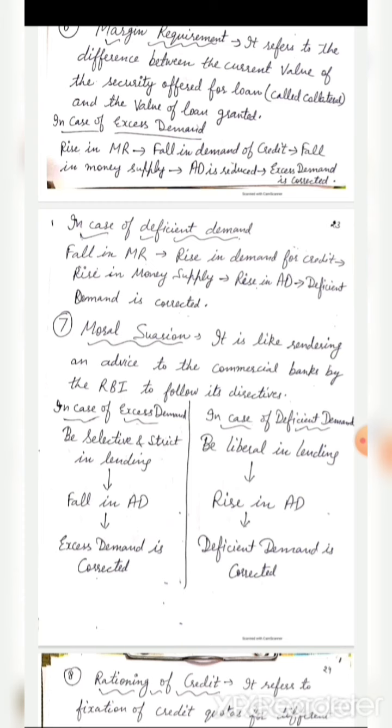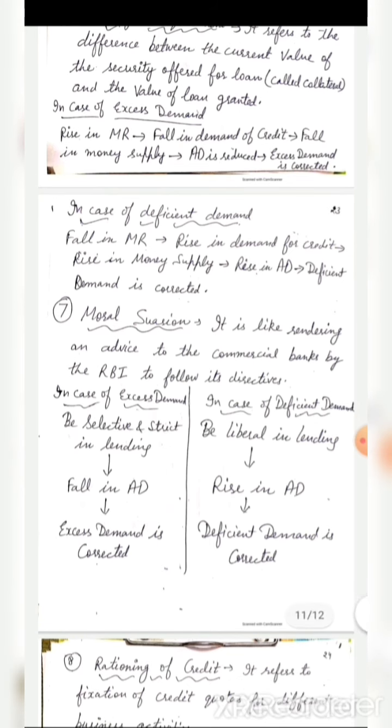Now, the definition: it refers to the difference between the current value of security offered for loan, called collateral, and the value of loan granted. In case of excess demand, there is a rise in margin requirement. If there is more margin requirement, then the bank will offer less loan in return for more securities. Then there is a fall in the demand for credit, a fall in money supply, AD is reduced, and excess demand can be corrected.